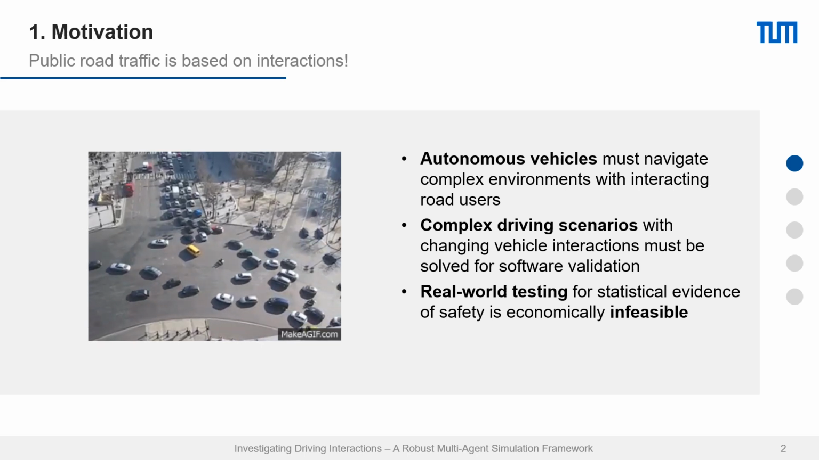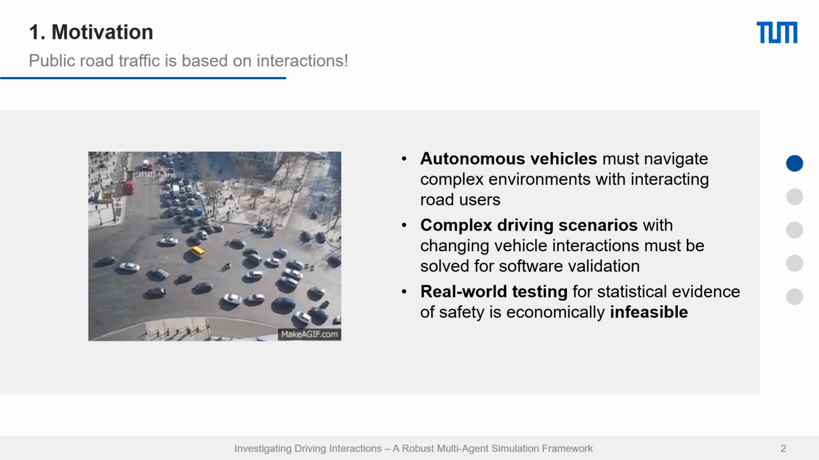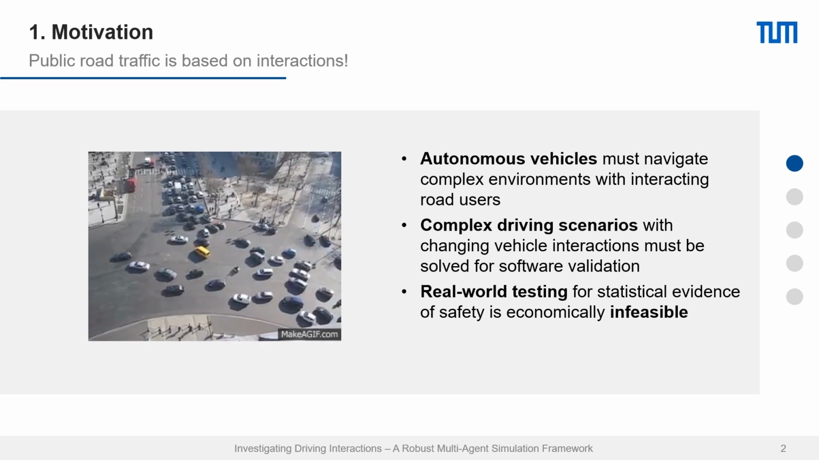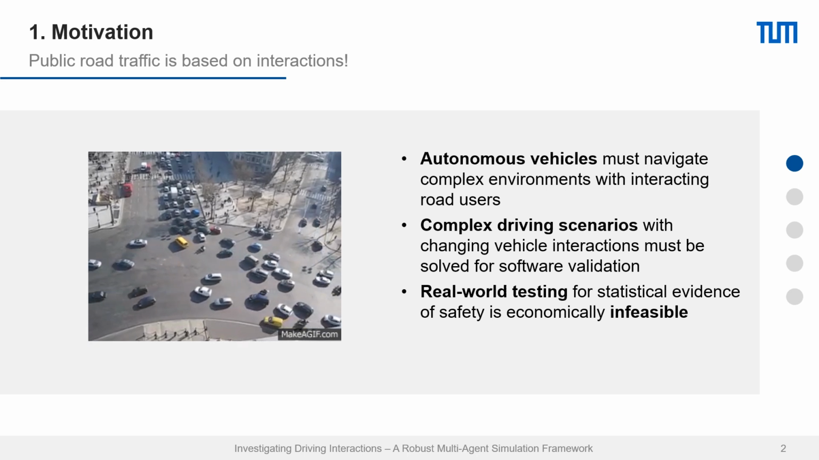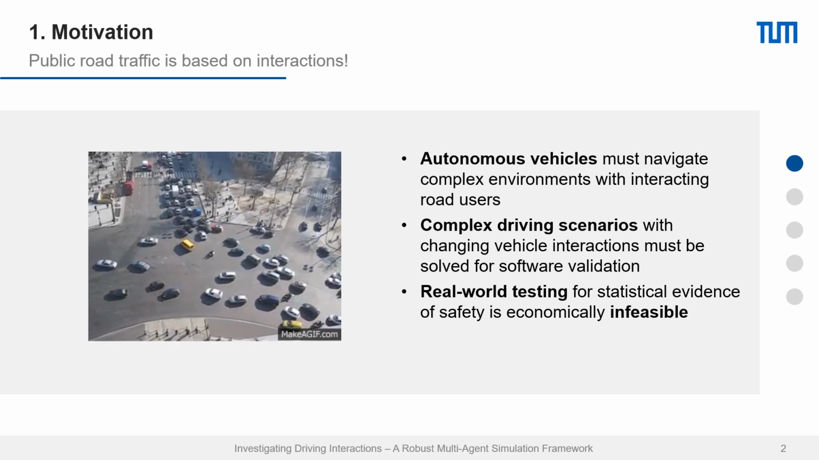When driving on public roads, you're seldom alone. Mostly, other road users are in the surrounding of your vehicle, and as a human driver, we have a feeling about what they are going to do. However, for an autonomous vehicle, it's not that easy. Navigating in a complex environment with interacting road users is a very difficult task.